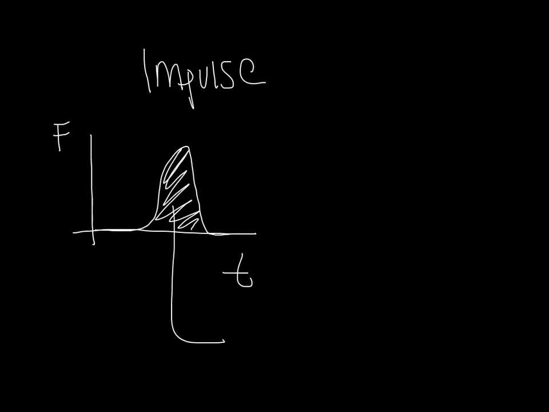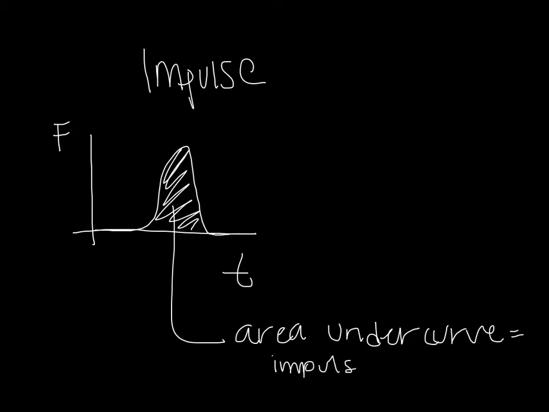So, if we're talking about force versus time, and we have a large force exerted over a short period of time, the area under that curve is equal to impulse, which is the symbol J. So our equation for impulse, J, is equal to force times delta T.